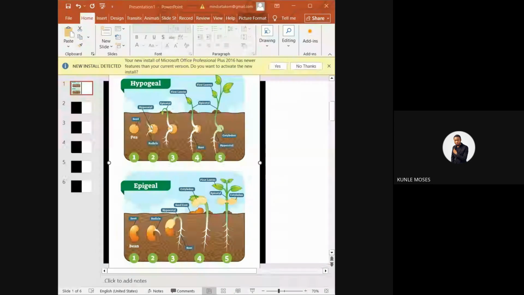For hypogeal germination, you will see that it's the epicotyl that will shoot upward, not the cotyledon. But for epigeal germination, both the epicotyl and the cotyledon will shoot upward. So that's just the difference between hypogeal and epigeal. In hypogeal germination, everything remains underground, like the cotyledon remains underground. But for epigeal germination, the cotyledon will move above the ground. That is that one.